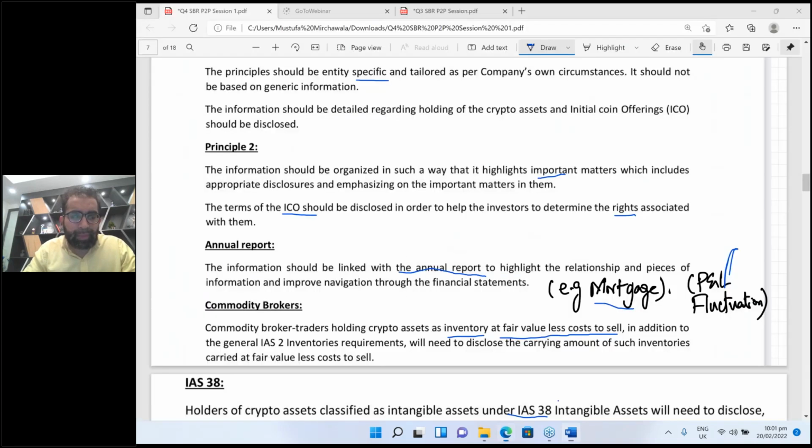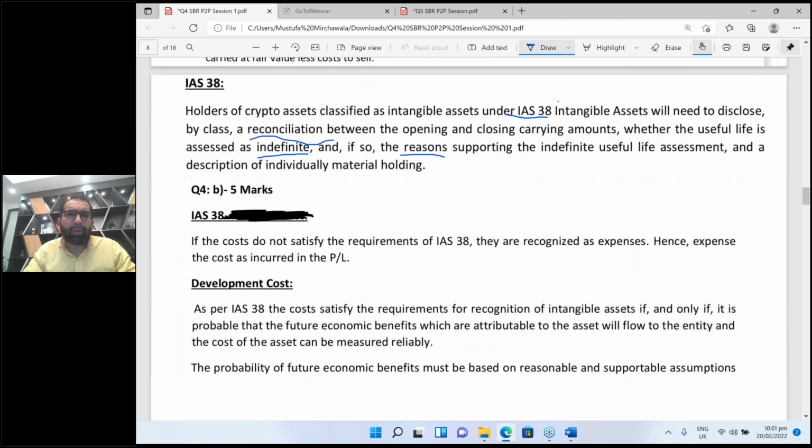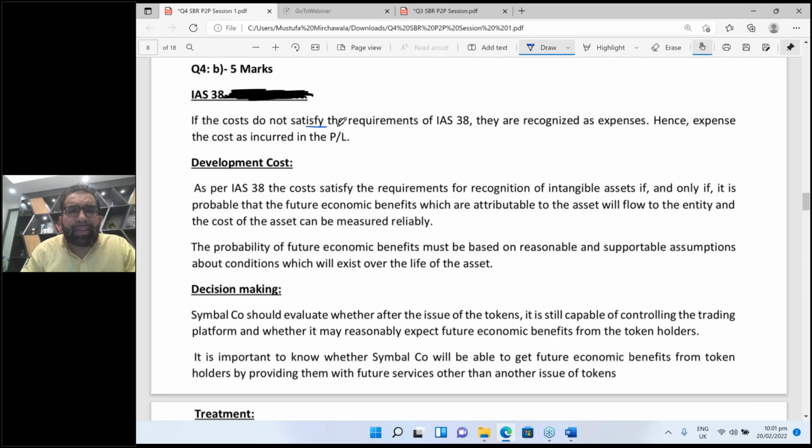Let's see now. This is 4b. The first is IAS 38. If the costs do not satisfy the requirement of IAS 38, they are recognized as expenses, hence expense the cost as incurred in the P&L. If the cost does not meet the development criteria of IAS 38, simply book it in P&L.